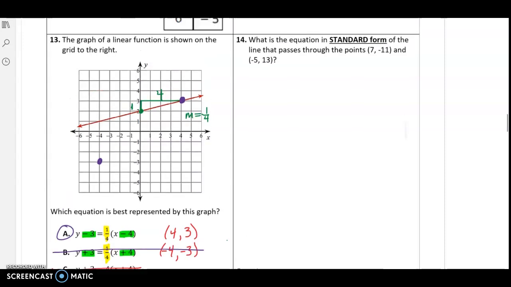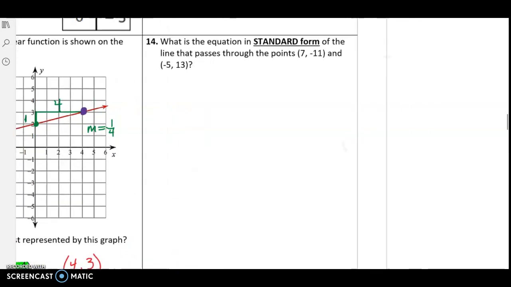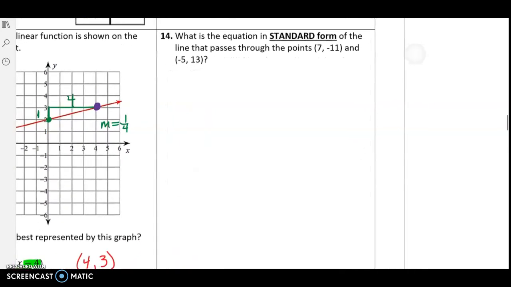All right, let's look at the next problem, number 14. What is the equation in standard form of a line that passes through these 2 points? So the first thing you should do is get it in y equals mx plus b. We never, never, never can start with standard form. We always need to start here. So we need to know what is the m and what is the b.